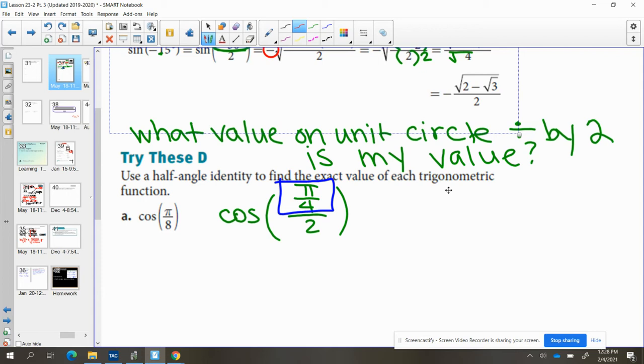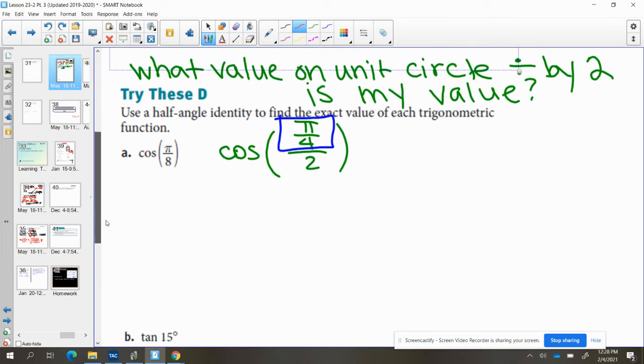So you'll see on the top of page 312, these 3 examples here. Now, fair warning, they don't give you a lot of room to write these. So I recommend writing this over in the My Notes section. But for the first one, cosine of pi over 8, what value on our unit circle divided by 2 is pi over 8? Well, that's pi over 4. So that's what we're going to use when we plug into our handy dandy cosine formula.